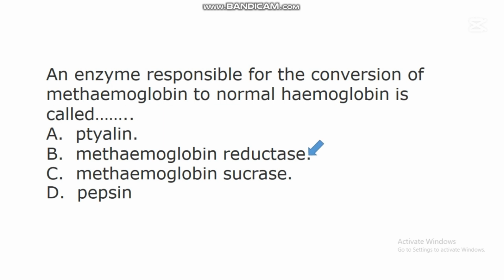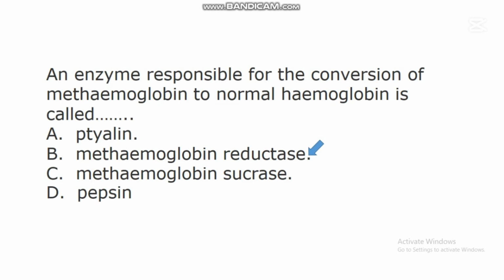Methemoglobin reductase. There is an enzyme known as methemoglobin reductase. Studies have shown that this enzyme is in charge of converting methemoglobin to normal hemoglobin, because the body cannot survive in this condition of methemoglobin. When there is methemoglobin in the body, there will be a serious problem in the distribution of oxygen in the body system.